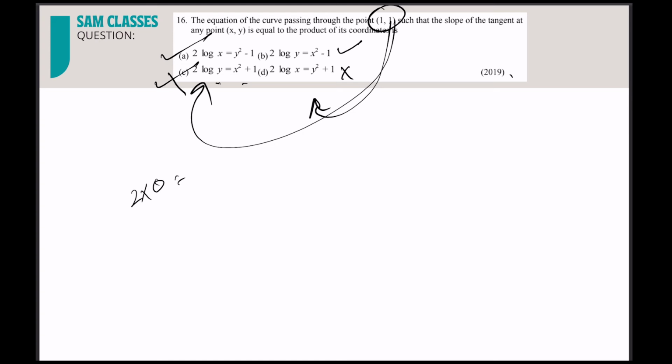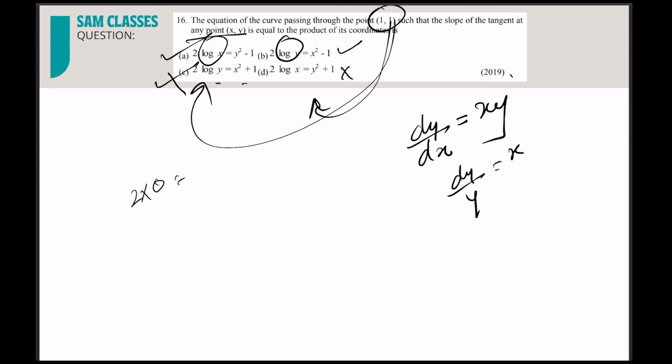Now the slope of the tangent at the point x, y. The slope of the tangent is what? I think everybody can recall dy by dx, and that is equal to the product of coordinates, x into y. The moment you know this much, you have to check whether it will come as log x or log y, because in the options here we have log x, here we have log y. So dy by y equals x dx. I don't have to solve it. The moment I see dy by y, it is shouting that it is a logarithm in y. Directly I'll write the answer as B. Log y is equal to whatever the rest, that will be the answer.